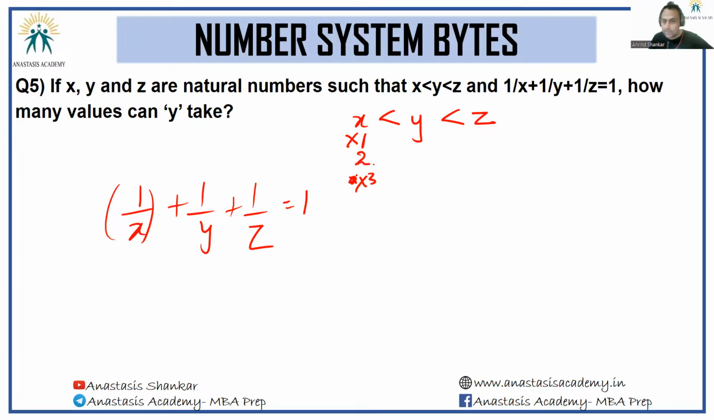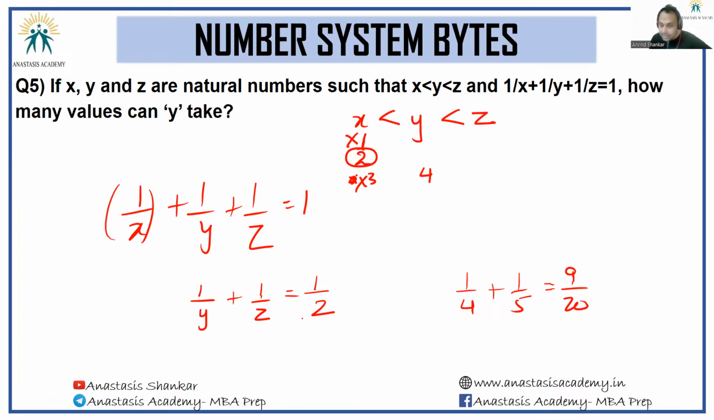now I know x has to be equal to 2. The only possibility, the only case that is acceptable is x equal to 2. So now I have 1 by y plus 1 by z is equal to 1 by 2. Now checking, if y was equal to 4, can you see 1 by 4 plus 1 by 5 is equal to 9 by 20, which is less than half.